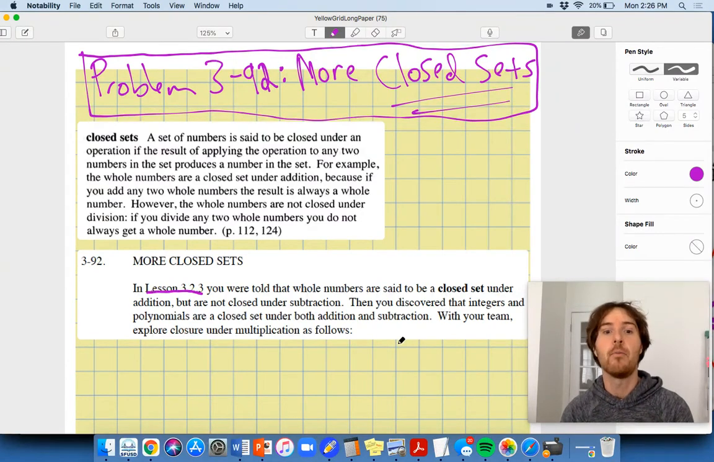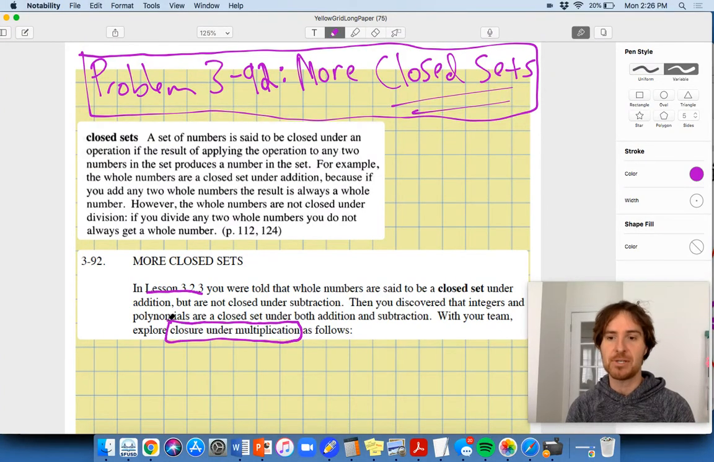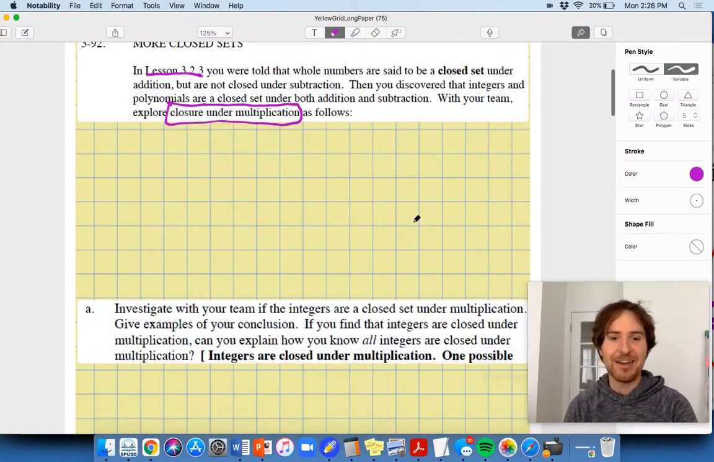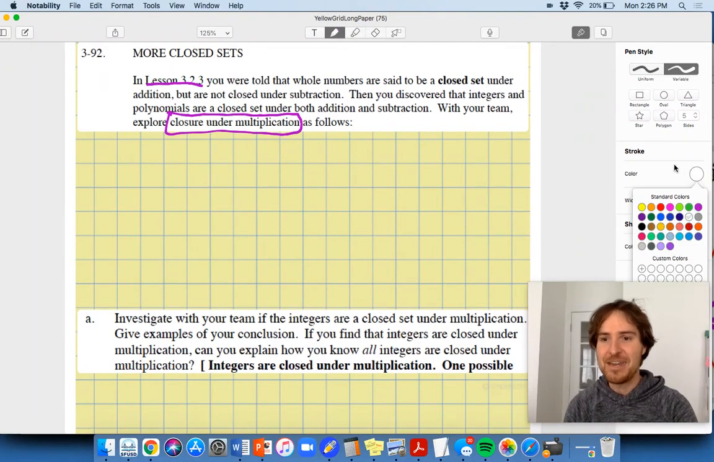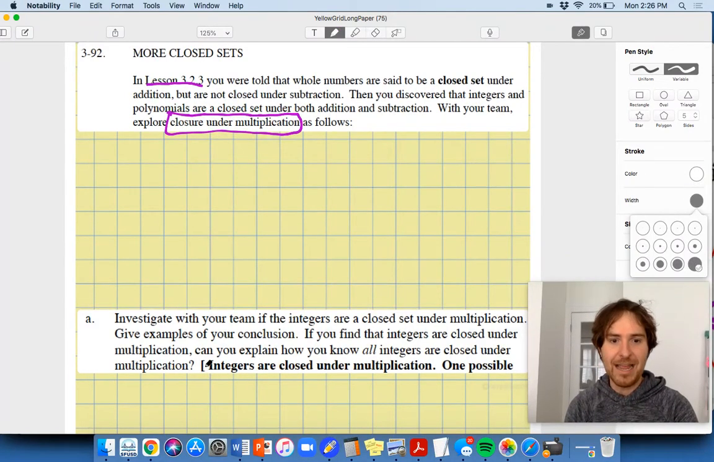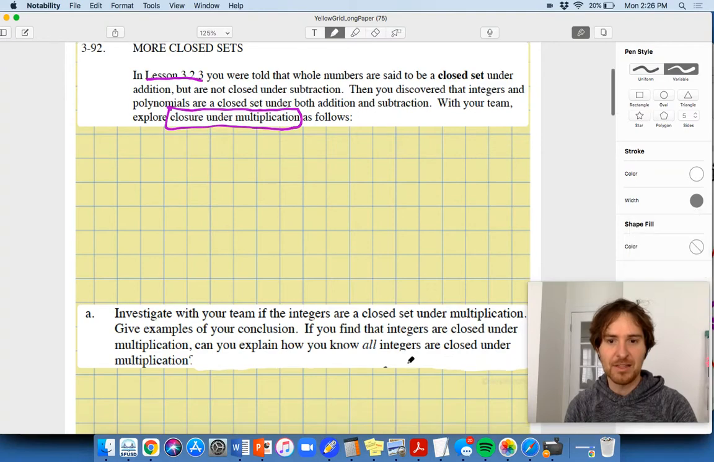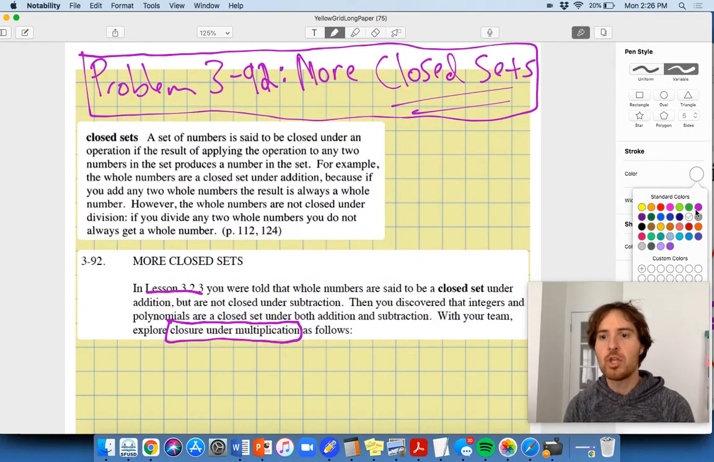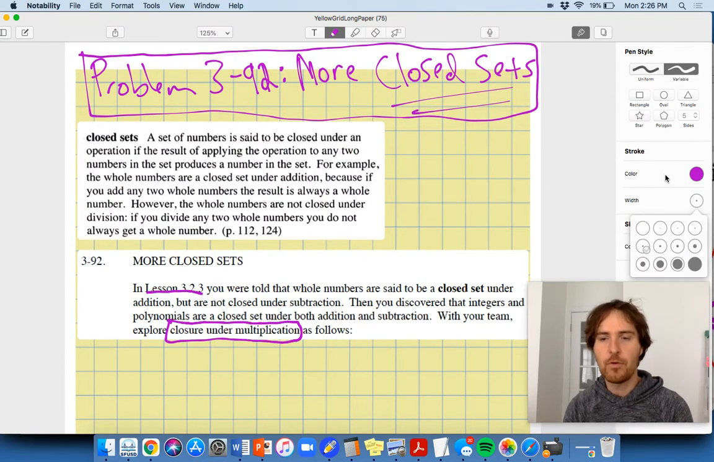I don't know. With your team, explore closure under multiplication as follows. Okay, so you're doing closure under multiplication for particular types of number sets, types of numbers. It's really wordy, but I think you'll get it. Oh, I got the answers here. I didn't mean to have the answers in this one. Sorry, let me white out the answers, and then we can talk about them a little bit later. And I don't have the answers to the next part here. It might be worth looking at the glossary before getting started on this problem.